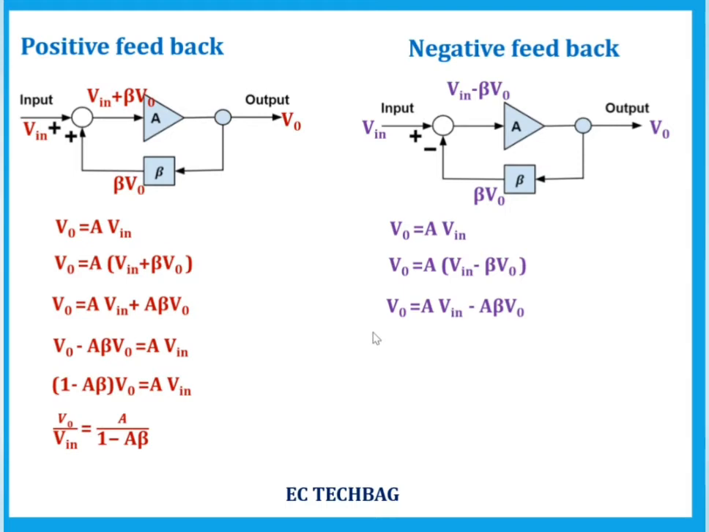Next, bring this V0 into left side. You get V0 plus A beta V0 is equal to A Vn. Next, rearranging this term, you get V0 times 1 plus A beta is equal to A Vn. We are calculating gain, so that is output by input. V0 by Vn is equal to A by 1 plus A beta. So this is for negative feedback. So in negative feedback, already we have seen that it decreases the output and it stabilizes the output. So let us check that.